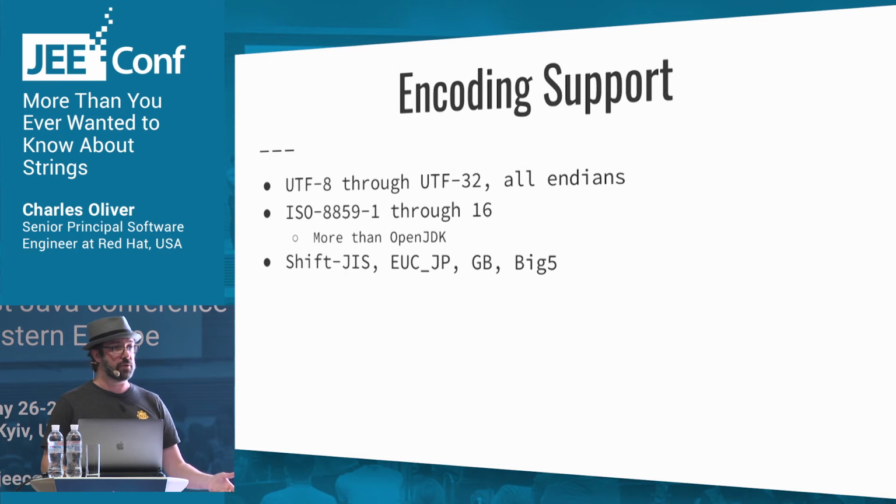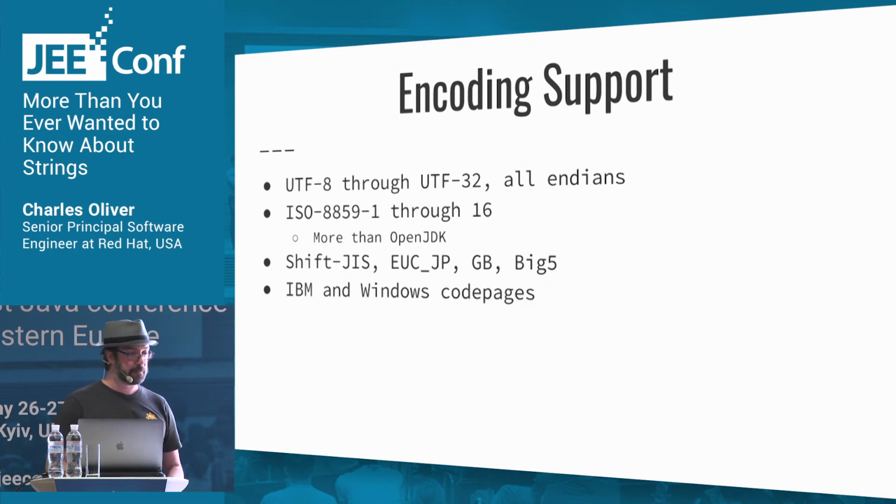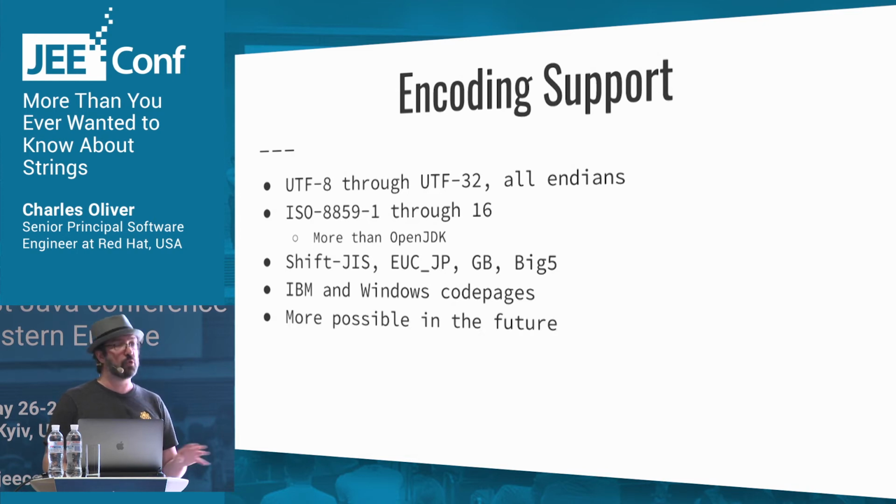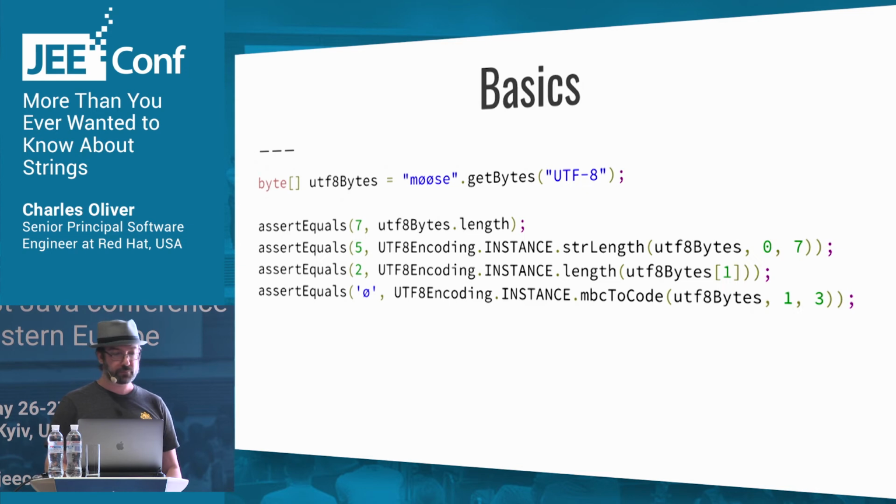You can deal with these characters and deal with this character data in its raw form. You don't have to decode it. You can just walk the characters, deal with it directly in place. And then, of course, all the IBM and Windows code pages and several dozen other different representations of characters that are out there. You can deal with it directly and not have to convert it into Java characters. More possible in the future. As additional encodings come up, as there's new ways of representing characters, we can certainly add to this. It's designed to be extendable.